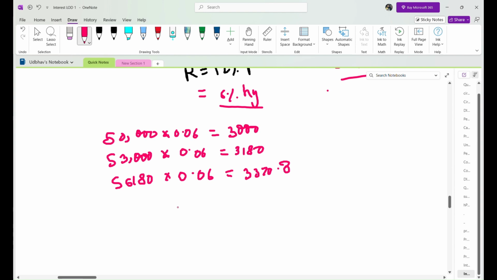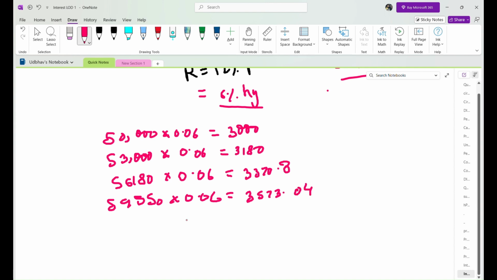This will again add, 59,550 into 0.06 gives us 3,573.04, plus 59,550, 63,123.8.